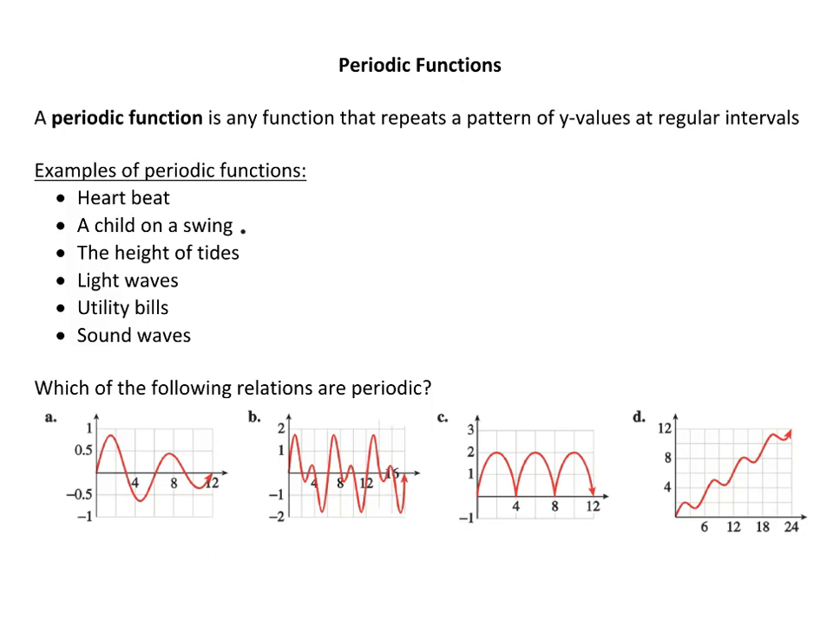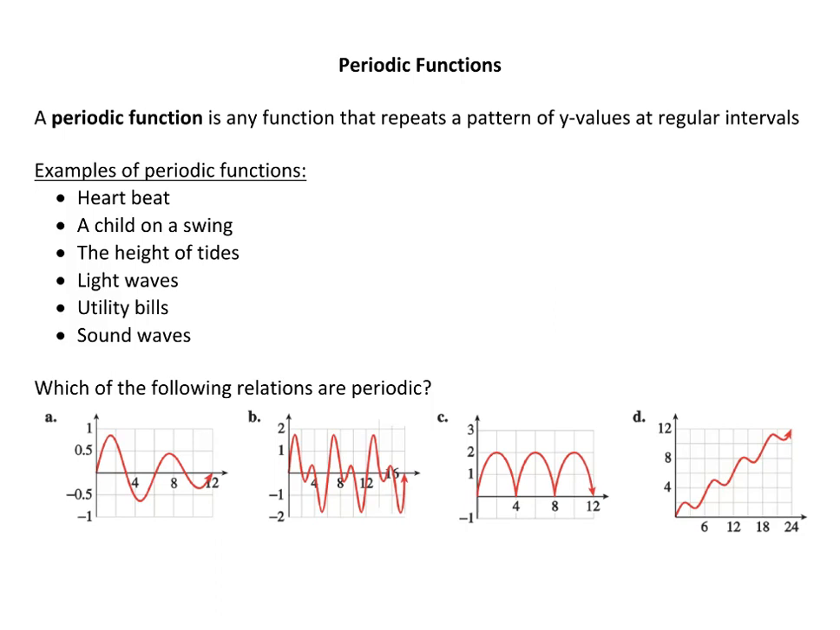Other periodic functions that involve height might be like a child on a swing or tides. There you're seeing the height of the child is going up and down at a regular rate with time. Same idea with the height of the tides, right? Going up and down at a regular rate in step with the moon.